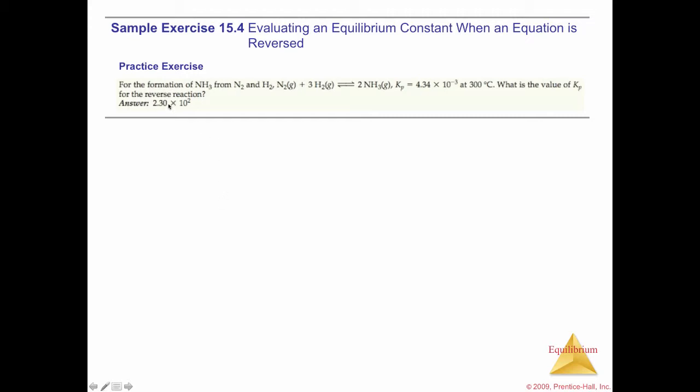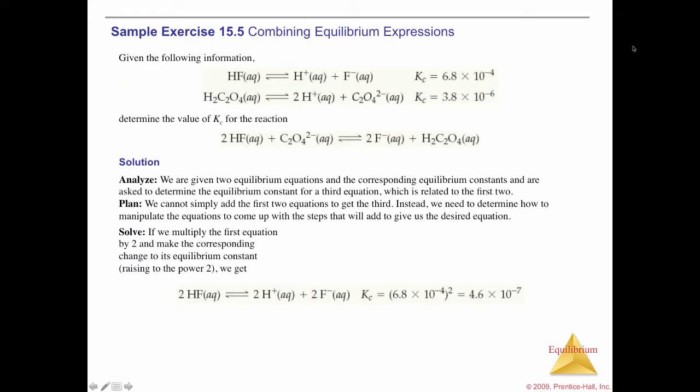Practice exercise. For the formation of ammonia from nitrogen and hydrogen, Kp is equal to 4.34 times 10 to the negative 3rd at 300 degrees Celsius. What is the equilibrium constant for the reverse reaction? So again, the rule is, if you're trying to find the equilibrium constant for the reverse reaction, you take the reciprocal of the forward reaction. So all we would need to do to get this answer is divide 1 over 4.34 times 10 to the negative 3rd.